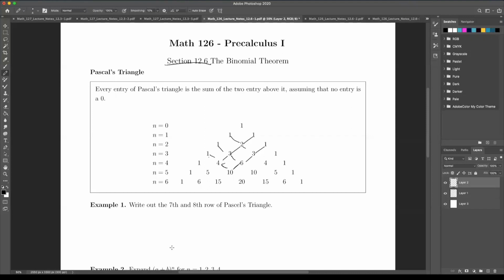So here 4 plus 6 is 10. And so this is just how I do this. So let's just write out the next 2 rows really quick. So do me a favor, try to figure out what the 7th row is. Write out the 7th row for me, and then I'll give you the 8th.